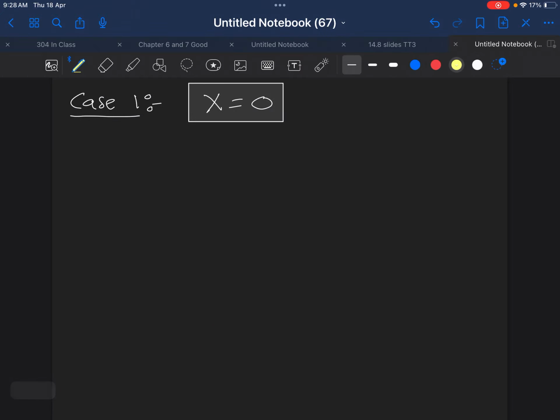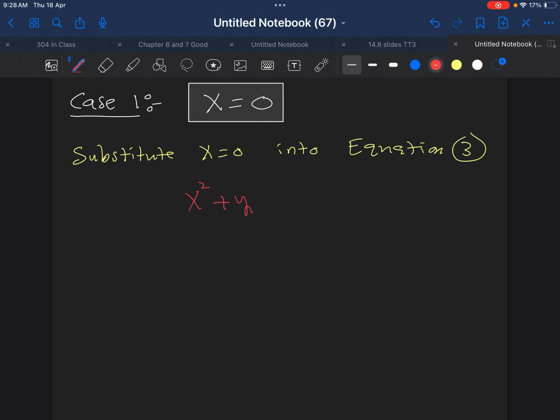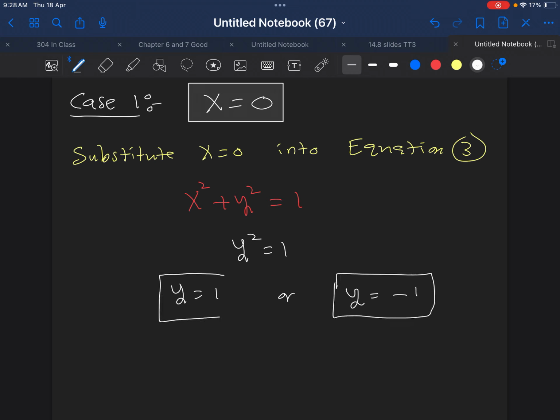So let's substitute x equal to 0 into equation number 3. Now, what was equation number 3? It was x squared plus y squared equal to 1. Now, if we put x equal to 0, this means y squared equal to 1. So either we have y equal 1 or y equal negative 1. So we have two choices here.